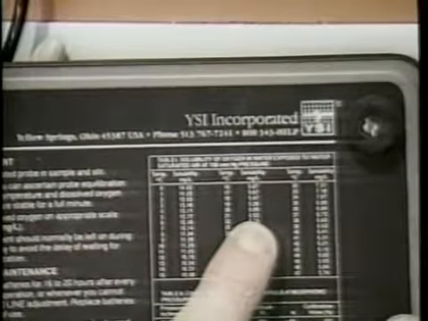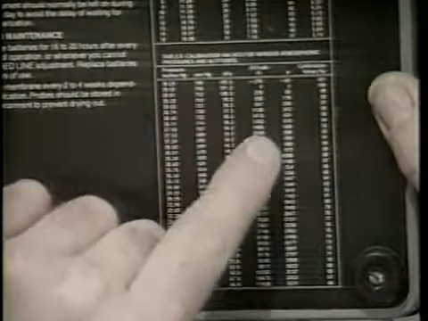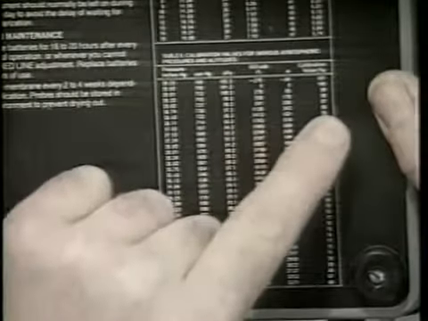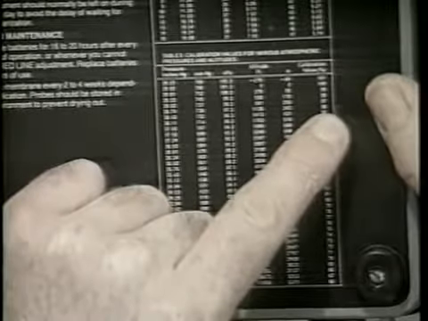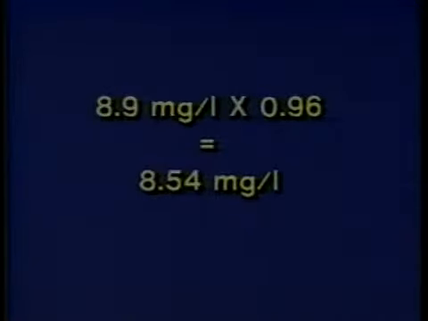For example, if the temperature is 21 degrees C and the altitude is 1,000 feet, the calibration value from Table 1 on the back is 8.9 milligrams per liter. From Table 2, the altitude factor is 0.96. This value is a correction factor and is multiplied by the calibration value from Table 1 to get the correct calibration value. Therefore, in our example, 8.9 milligrams per liter times 0.96 is equal to 8.54 milligrams per liter.